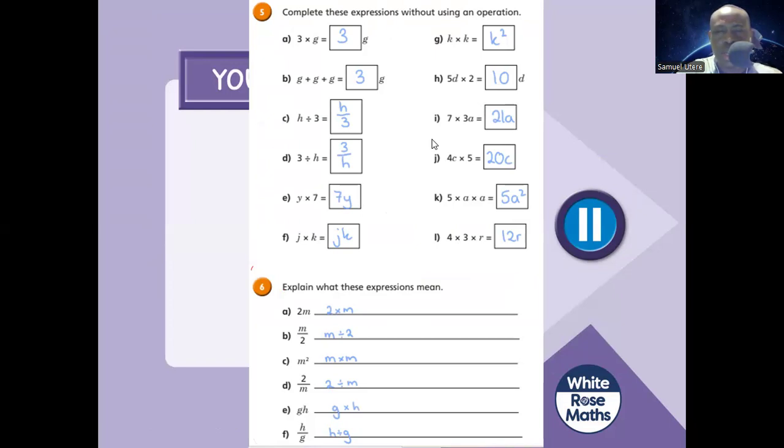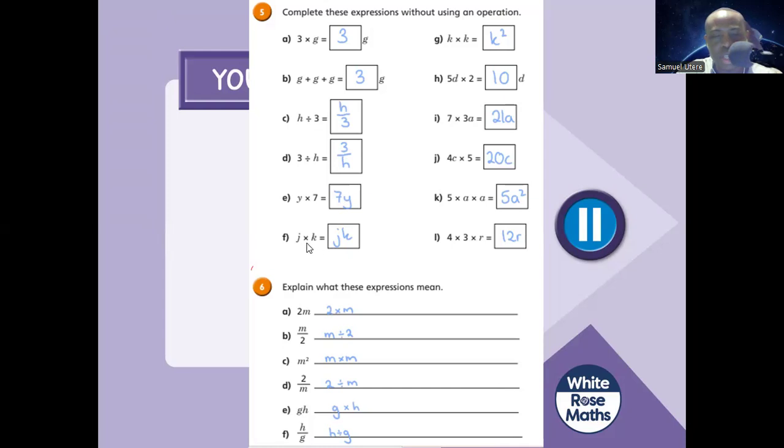So remember, k times k is k squared. 3g means 3 times g, so you write 3 next to the g. g plus g plus g is 3g. h divided by 3, you write it like this. And then 3 divided by h, you write it like this: 3, you put the line, and then you write the h underneath. And then y times 7 will be 7y. Yeah, that's a proper way of writing it. You write the number before the letter.